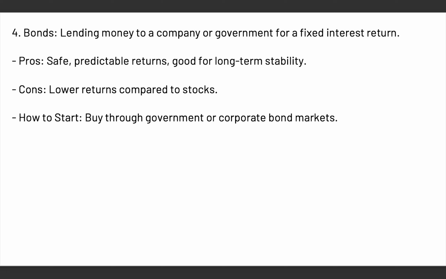Now, the fourth way to invest your money will be through bonds. Now, bonds means you are lending money to a company or government for a fixed interest return. So this means that you are lending the government your money or maybe a company your money, and then they give you a fixed interest on your money. Now, what are the pros and cons? Now, the pros or the advantages are, number one, it is safe. So your money is guaranteed. It is a low-risk investment. You are not at risk of losing your money at all.